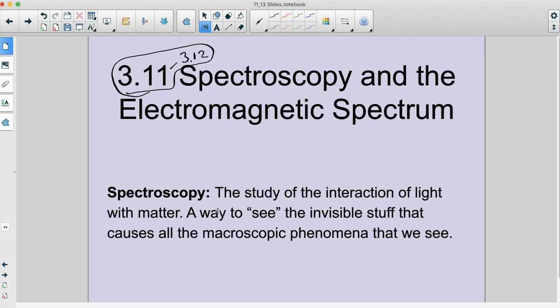This is the way that scientists have learned to see what's going on with that invisible stuff that causes all those macroscopic phenomena, the things that we can interact with and see happen. A way to see this and to explain those phenomena that we actually see in the real world.